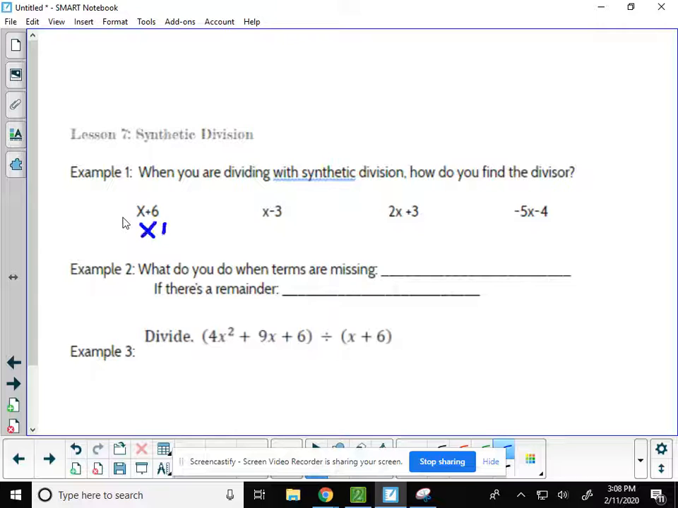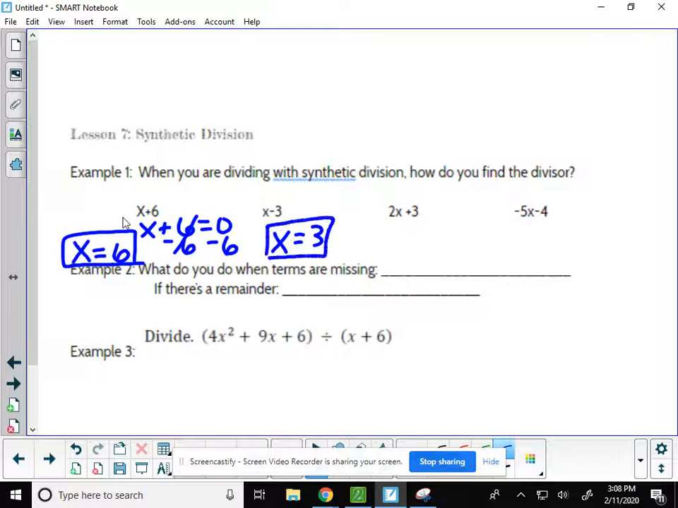So when you decide on that, you're taking this and you're setting it equal to 0. Okay, if you solve this, you get that x equals 6. So it's pretty much just the opposite of what you see. So this one would be that x is 3. That's what you're going to divide by. Whereas this one, same sort of thing. You just have to do a couple more steps in that.